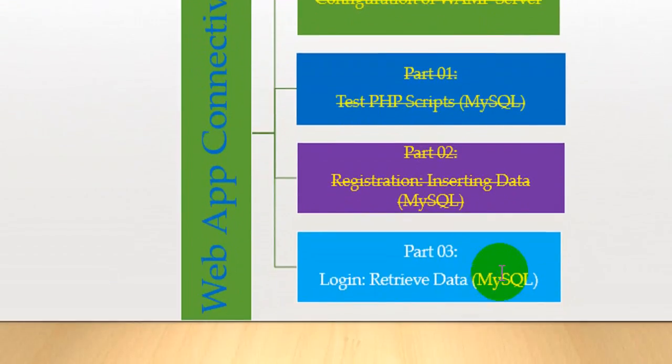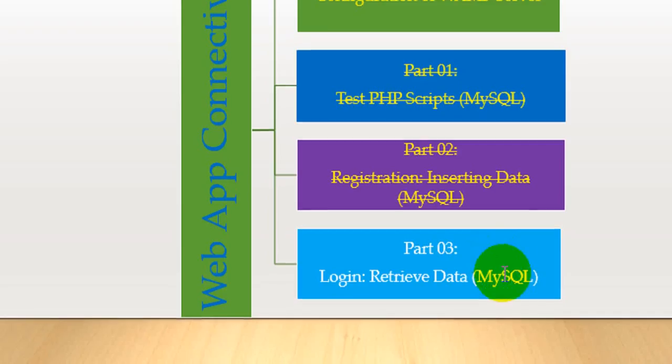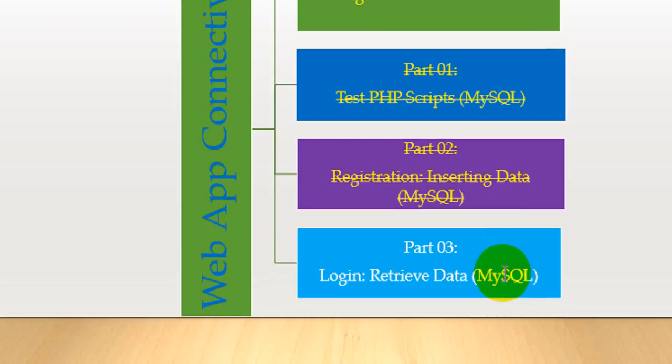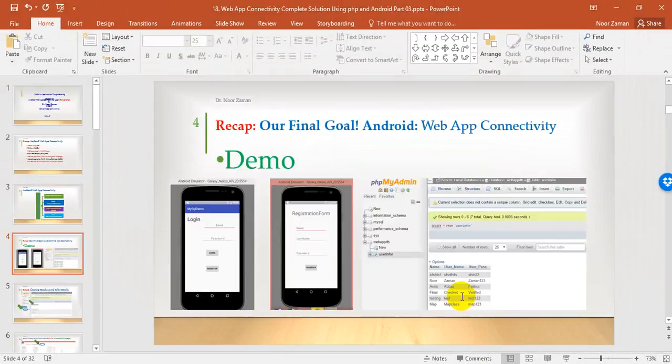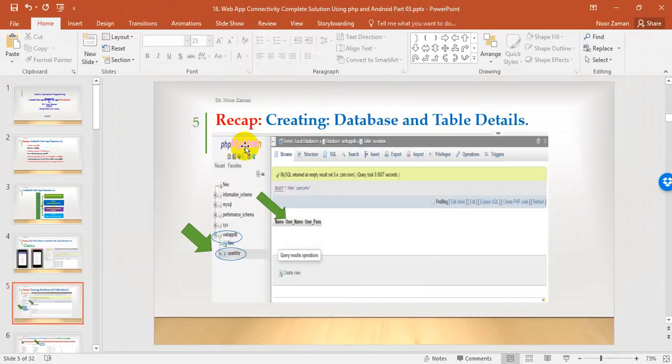For the second part, we went through an extension of the same example exercise, and we did the registration through the Android application. Now in part 3, we're going to use the same Android application and retrieve the data using the login activity. So again, this is the recap, because it is linked with the previous one.